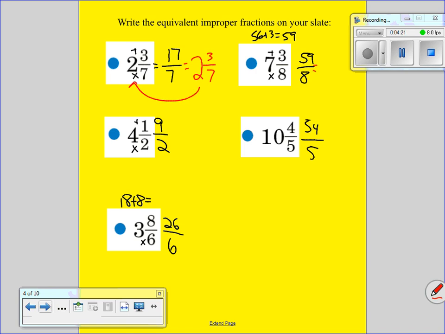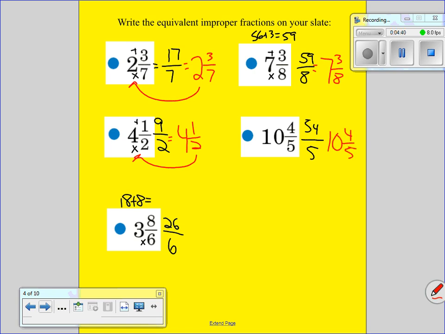How many 8s go into 56? 7 do. 7 times 8 is 56. 59 minus 56 is 3 8s. How many 2s go into 9? 4 2s go into 9. What's left over? 1 half. You see how these are all the same. How many 5s go into 54? 10 do. What's left over?